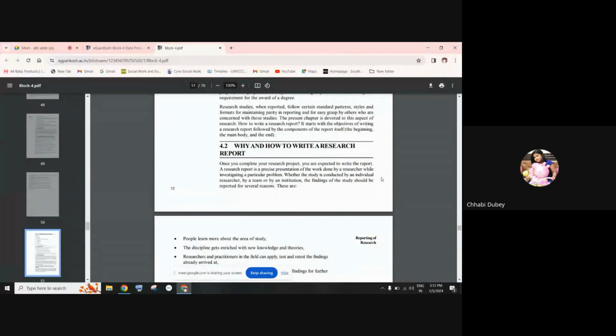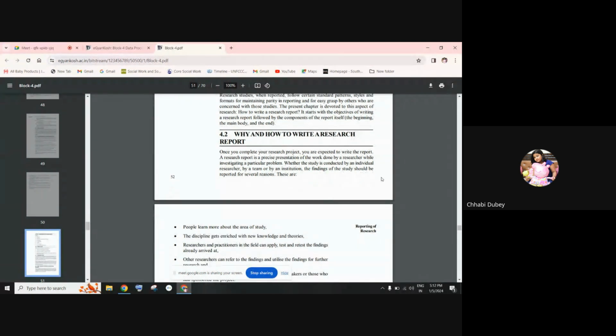And there are several reasons. First of all, people learn more about the area of the study. The discipline is going to be enriched with new knowledge and theories. So if you're carrying out research in whatever discipline, whether it is social work, psychology or sociology, definitely the research report is going to add to the existing literature. So it helps us to enrich the knowledge and theories.